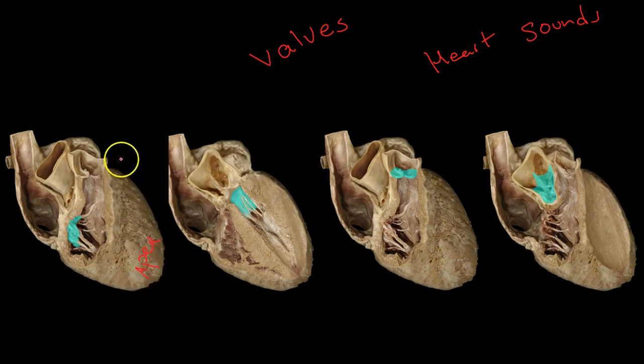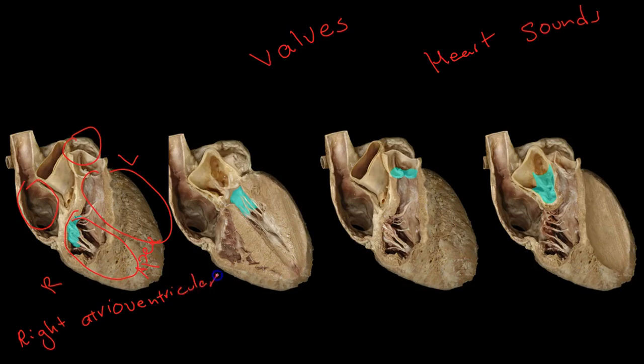So it means that this is the left side, this one is the right side. And then we have the superior chambers as atrium and then inferior chambers as ventricle. And look at this valve gonna be found between the right atrium and right ventricle. It's called right atrioventricular valve or tricuspid valve, as it has 3 cusps in the structure of this valve.